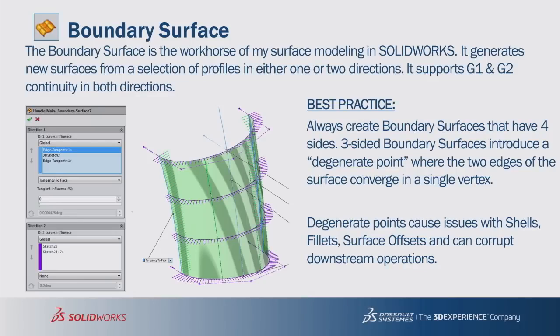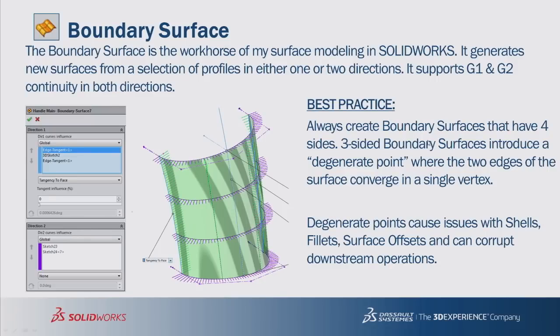I touched on it before, but the boundary surface is going to be the workhorse of surface modeling in SOLIDWORKS. I find that older people who have been using SOLIDWORKS longer than me, which is what, 12, 13 years, Loft was their go-to just because it's been around. I just prefer boundary surface. It does have one benefit over Loft in that it supports curvature, continuity, and direction too.